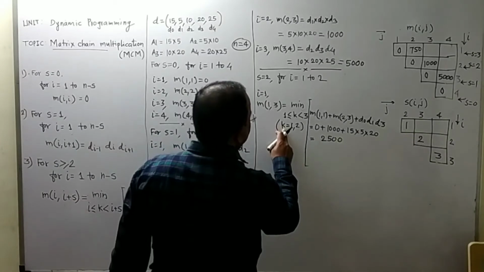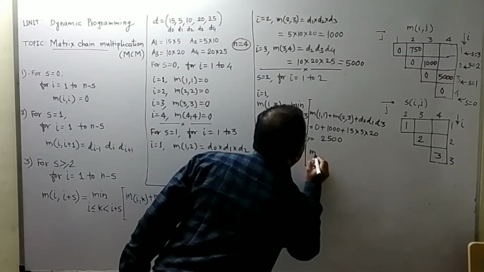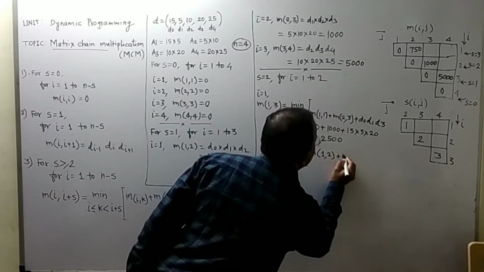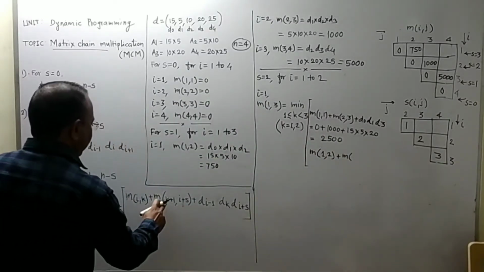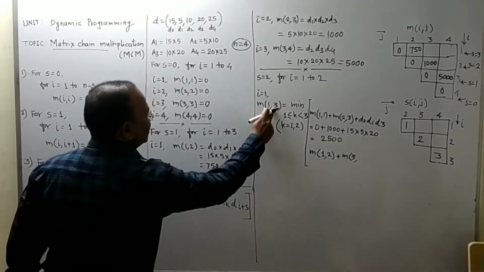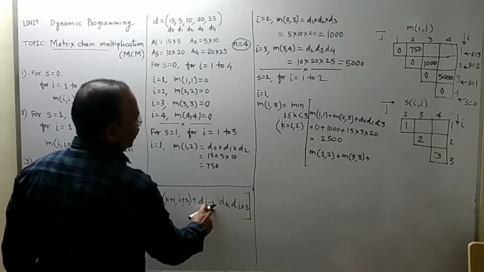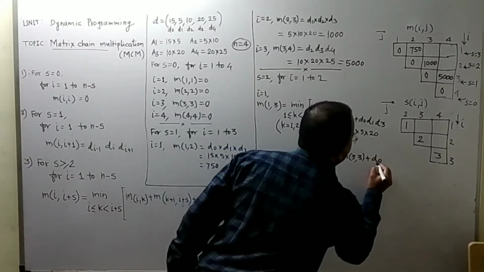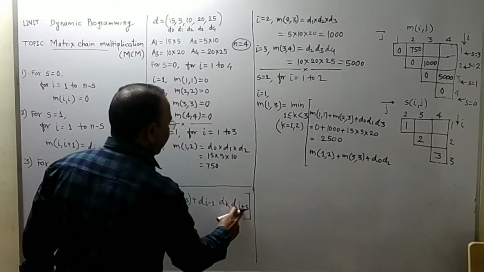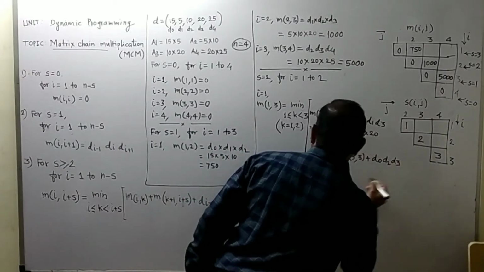Then take the next value of K, that is K is equal to 2. Use the same formula. M of I K, I is 1, K is 2, plus M of K plus 1, that is 2 plus 1 is 3, comma I plus S is 3, plus d of I minus 1, means d0, d of K means d2, then d of I plus S means d of 1 plus 2, that is d3. Put the values.